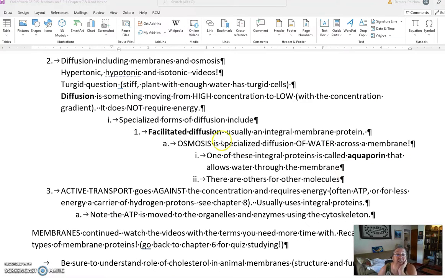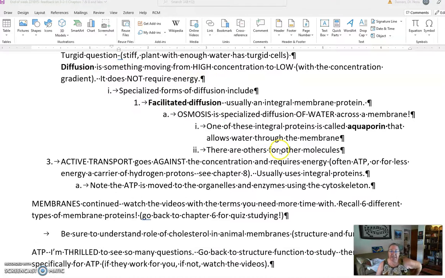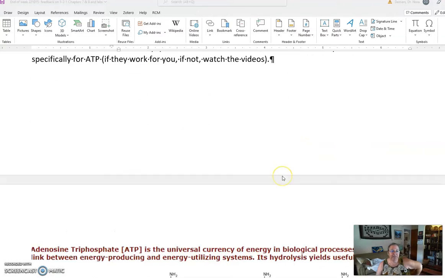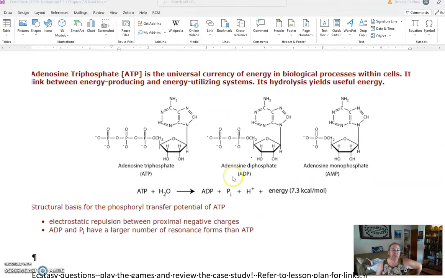Okay, continuing with diffusion, hypertonic, hypotonic. Check the videos. Turgid we mentioned. Facilitated diffusion is helping things get across the membrane. This is where I stopped last time. And now here's a structure and function for you.